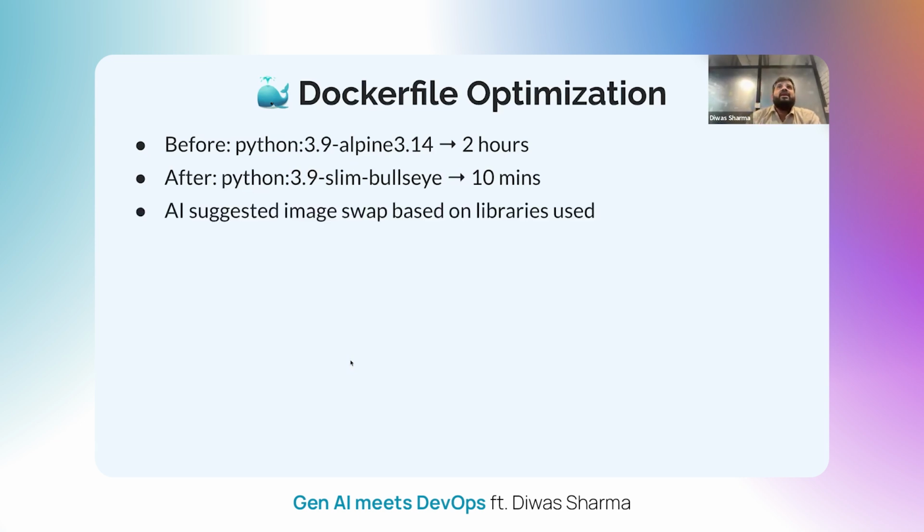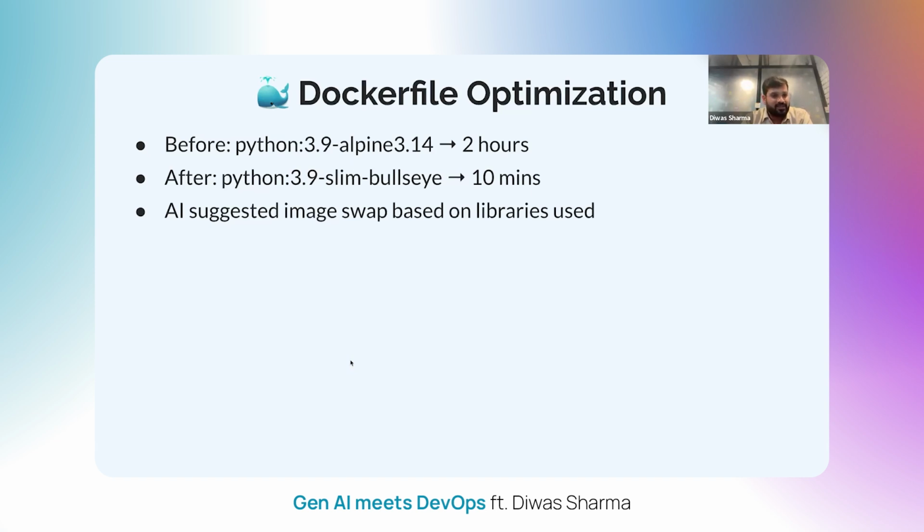So AI suggested swapping just the Python library. We are using Alpine, which is lightweight. Whenever you're talking, maybe in a pub or in a meeting room, about which image you should be using for Python, everyone says Alpine because it's lightweight, it's smaller in size, and reduces load.